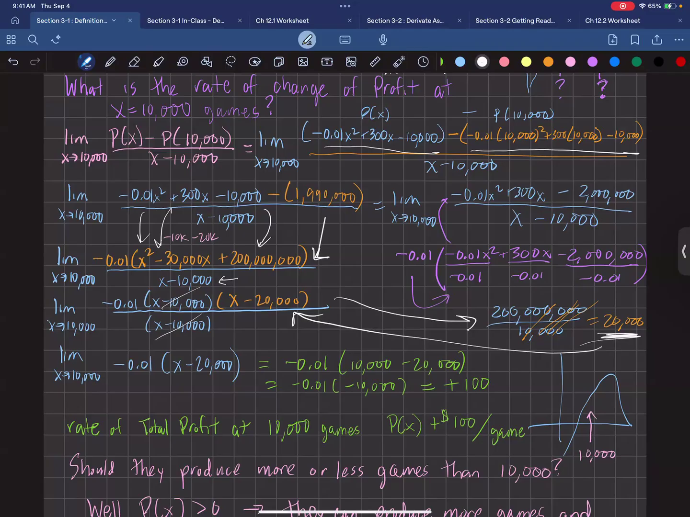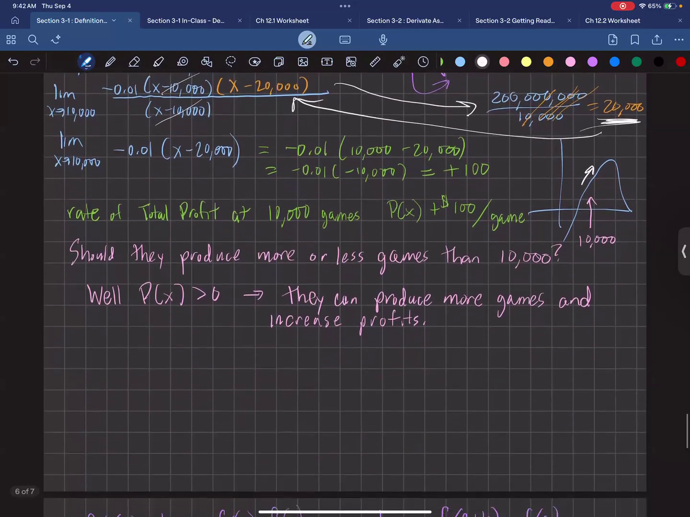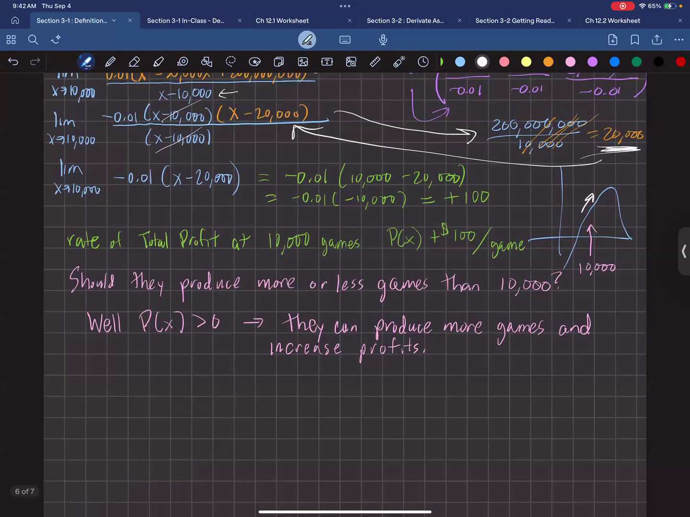That means at 10,000 games, it's profitable to make more games because their profit value is still going up. If this is their profit function, their profit is still going up. And so they should produce more games to get what they want. Profit will go up if they produce more.